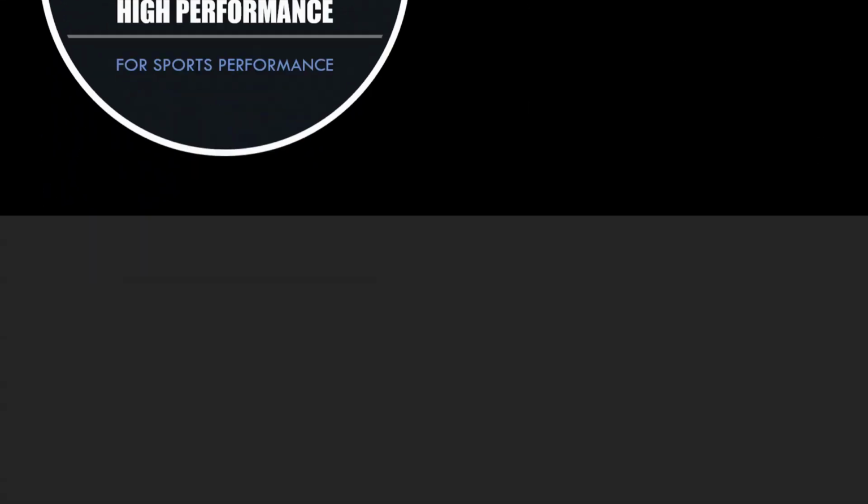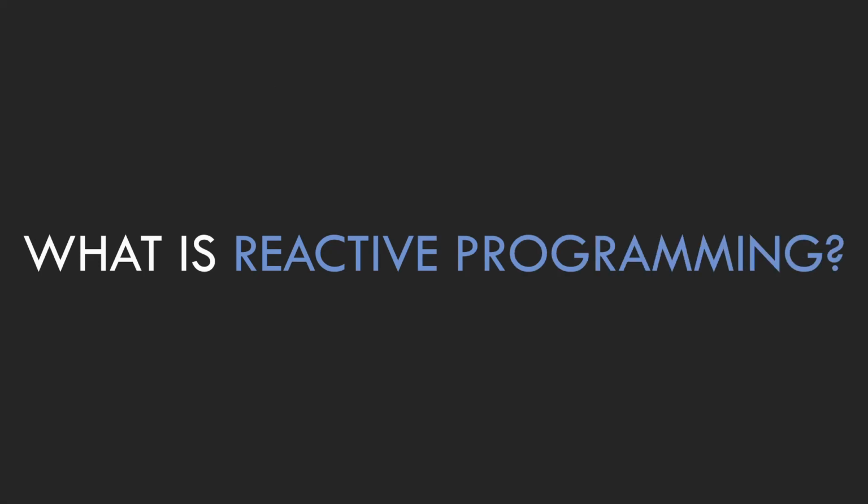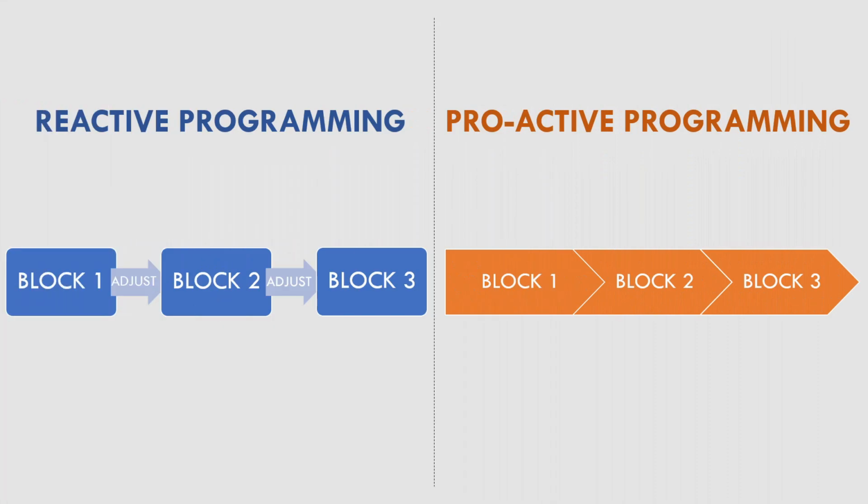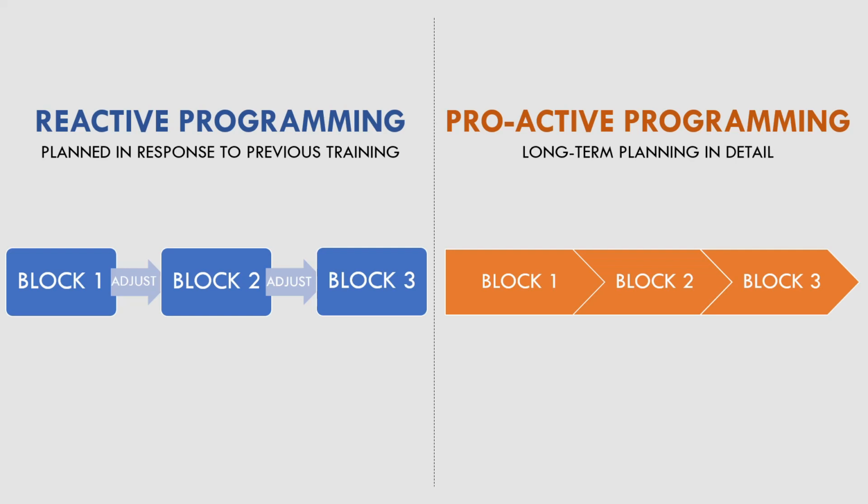First and foremost, we need to establish what we mean by reactive programming. A reactive programming approach is when a program is written based on how an athlete is adapting to training in the short term. This means that the program is not planned out in detail from a long-term perspective. The term reactive refers to the fact that programming is determined in response to training rather than being written proactively.